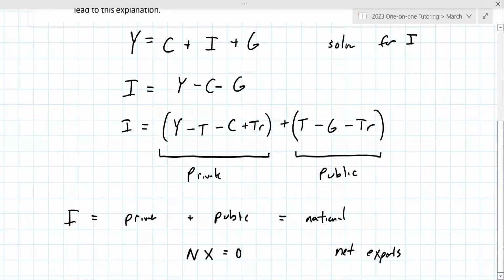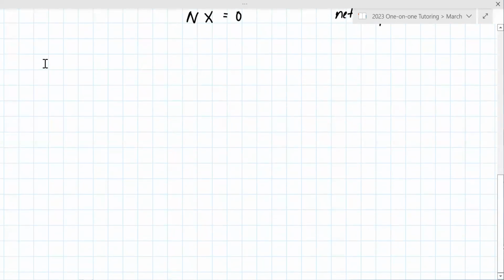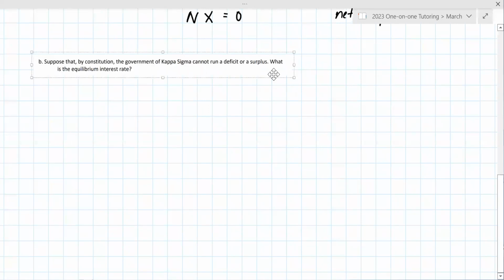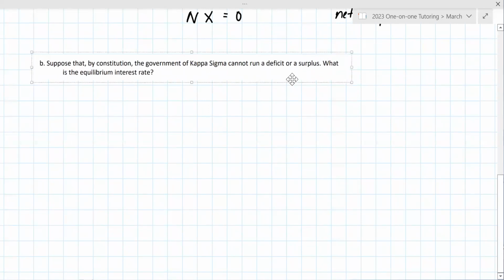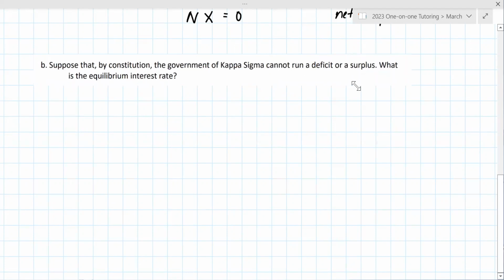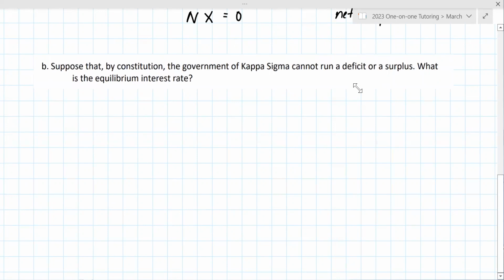All right, so we can move to part B. Now try to give some explanation of this. It says, suppose that by the Constitution, the government cannot run a deficit or a surplus. This kind of goes to what you were asking me at the end of the day, like, what does all this mean? That's why a lot of times you see that in the news, deficit, surplus, all that stuff. Well, it's been a deficit for a while.